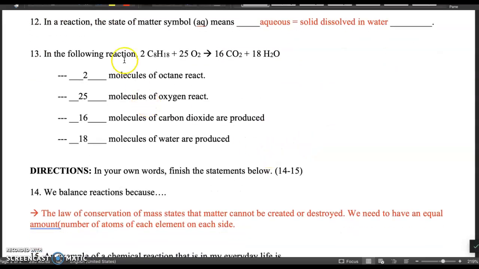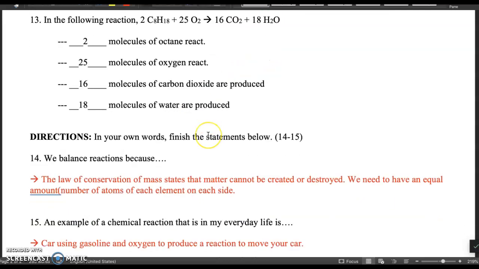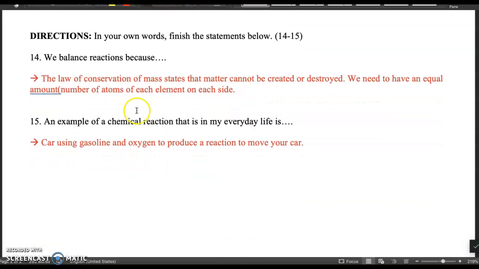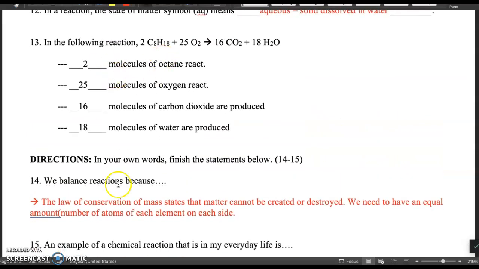So in this reaction, the number of molecules is actually equal to the coefficient. Okay? So it's 2 octanes, 25 oxygens, 16, and 18. That's just understanding what a reaction says. We balance chemical reactions with the 2, 25, 16, and 18 here because the law of conservation of mass states that matter cannot be created or destroyed, meaning we need to have an equal number or amount of atoms on each side for each element.